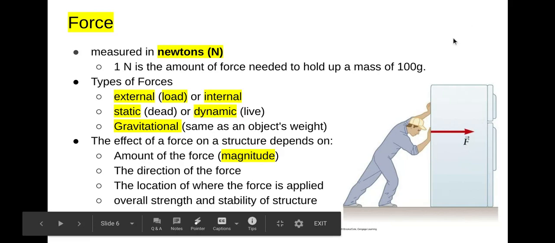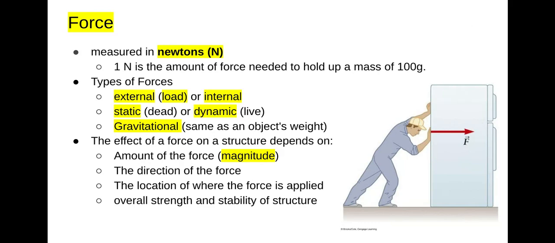So we're going to talk about force. And I've already said the word newtons a few times. That's the unit you use when you're talking about force. 1 newton is the amount of force needed to hold up about 100 grams. So when we talk about holding up 100 grams on Earth, you need about 1 newton of force to hold that up. Types of forces include external forces.